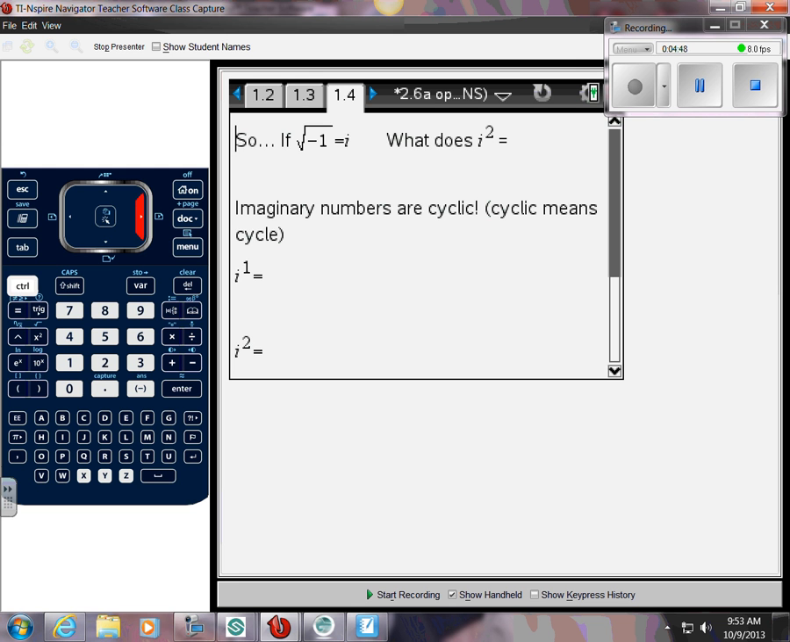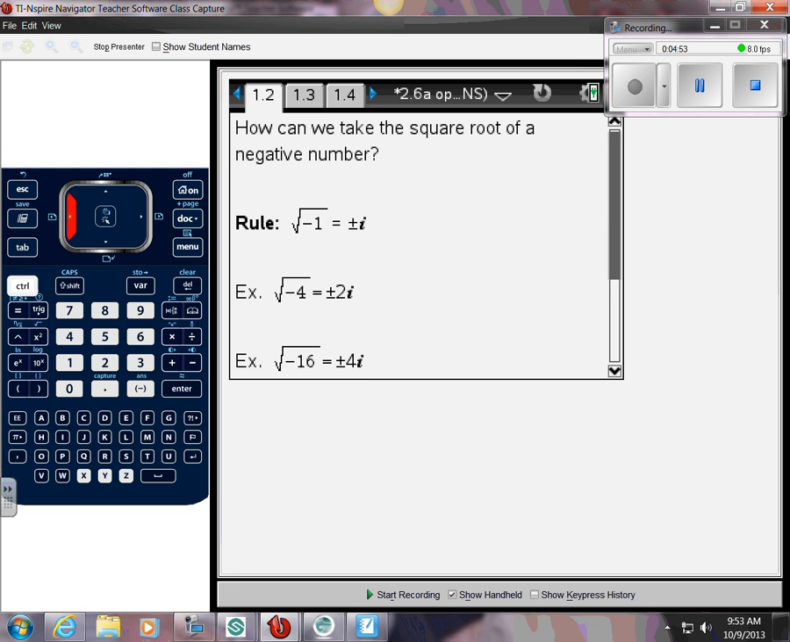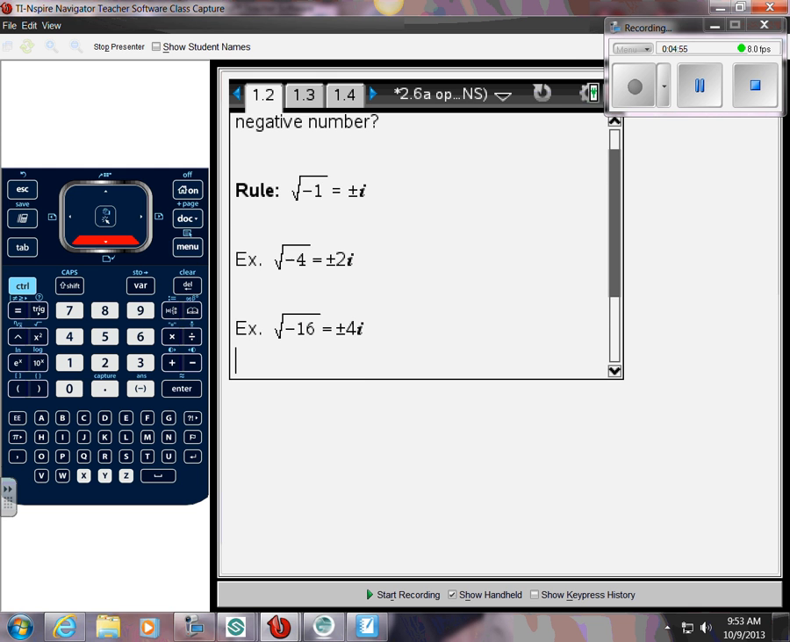Go back. Yep, go back again. Further down on the page, please.